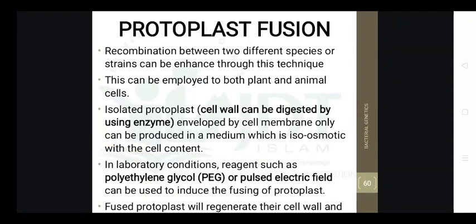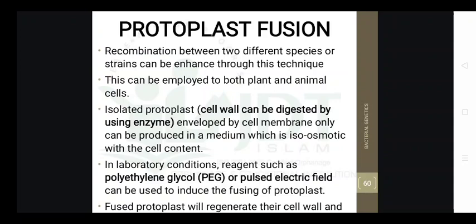Next one is protoplast fusion. So what is protoplast? A cell without cell wall is known as protoplast. So in this method we are artificially fusing two protoplasts in order to transfer the genetic material. So recombination between two different species or strains can be enhanced through this technique. This is employed for both plant as well as animal cells.